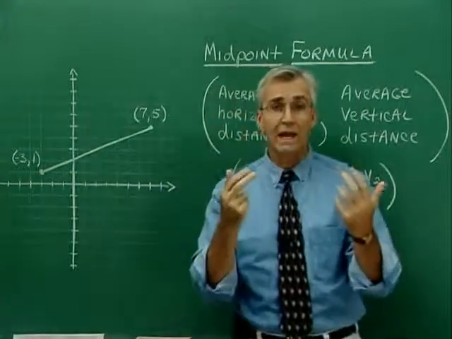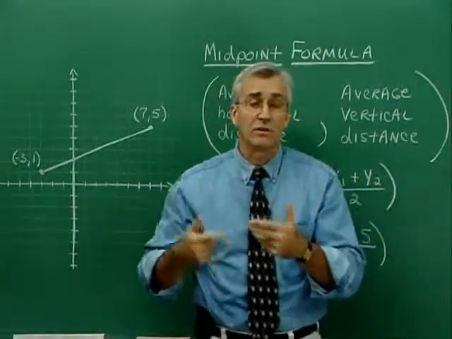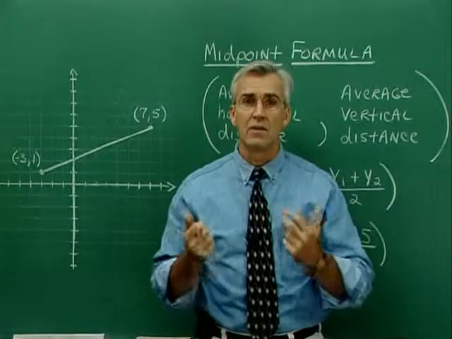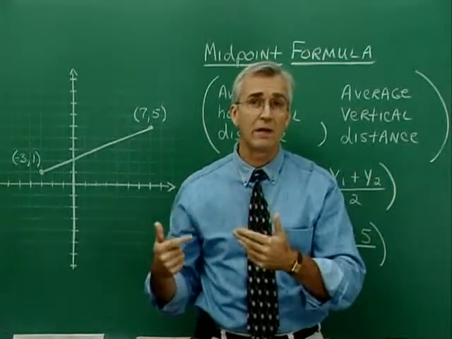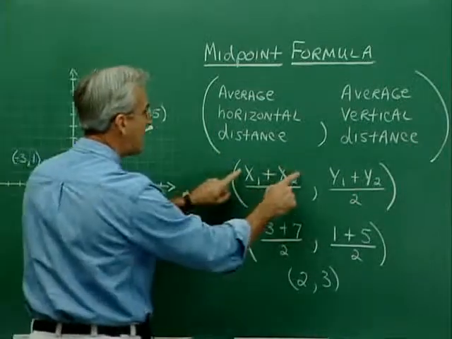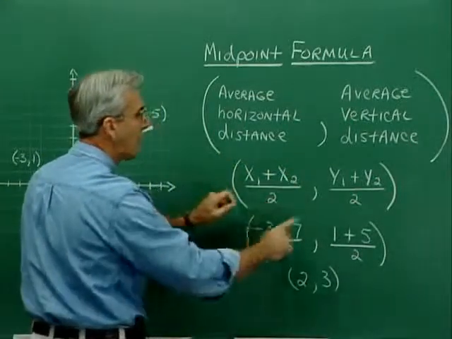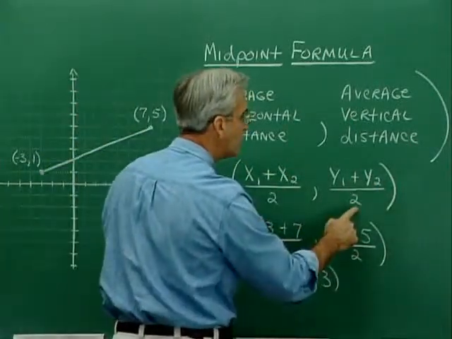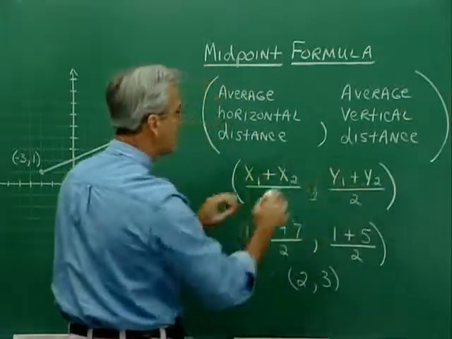So we're adding two x values and we're dividing by 2 to get the average. And then you add a couple of y values and divide by 2 to get the average. And that's really all there is to it. So it's add the x components, divide by 2, add the y components, divide by 2, and these are the coordinates then of the midpoint.